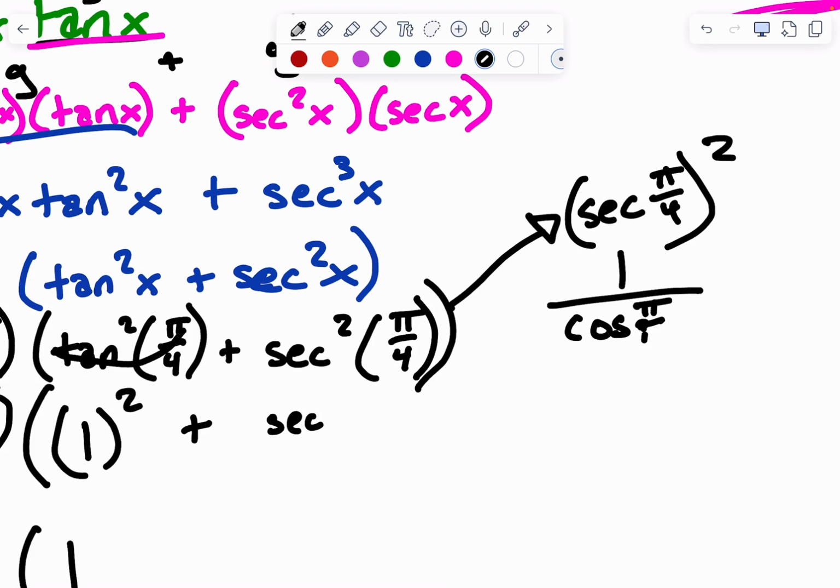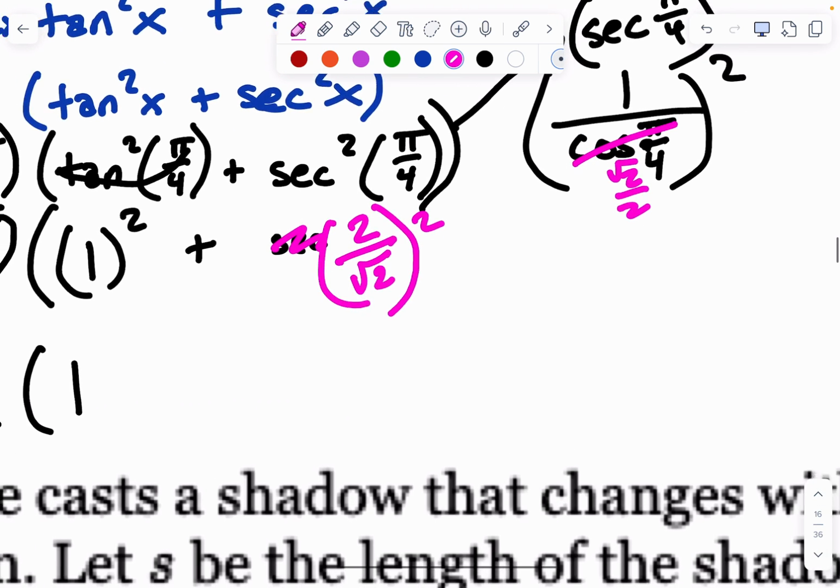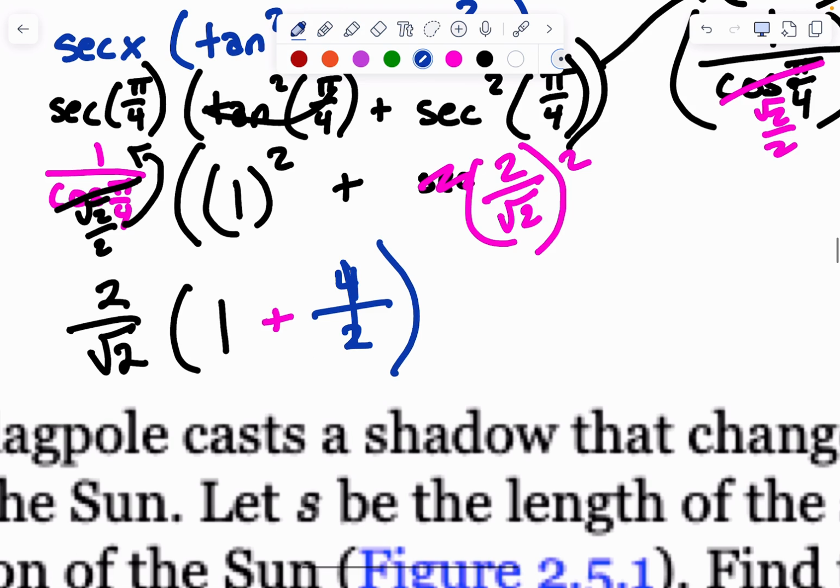Okay, and I want to take that thing and I want to square it. So cosine of pi over 4 was the square root of 2 over 2. 1 divided by the square root of 2 over 2 is 2 over the square root of 2. And I want to take that and square it. How do I take 2 over the square root of 2 squared? Square the top and the bottom. 2 squared is 4. The square root of 2 squared is 2. So 4 over 2 is 2. And 2 plus 1 is 3.